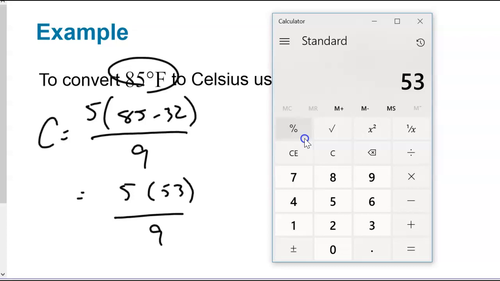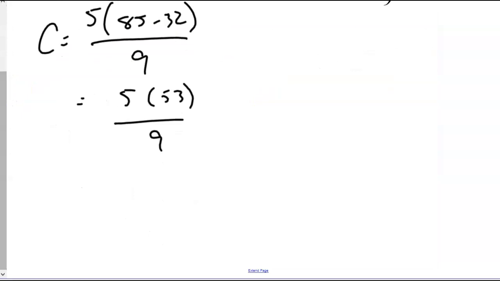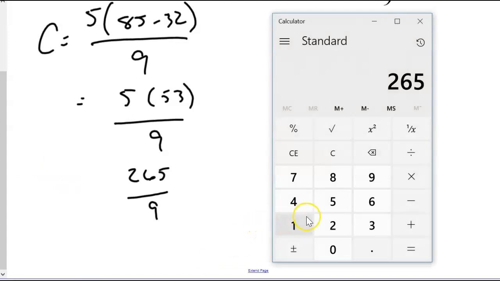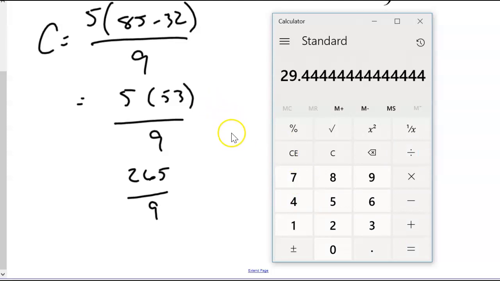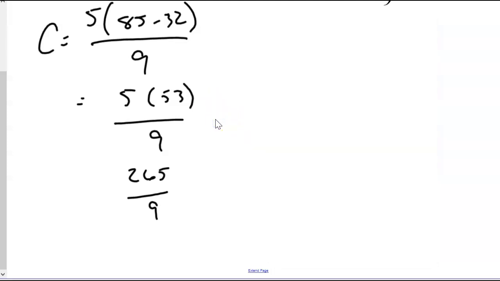So now PEMDAS says do multiplication and division. In this case, we want to get the 53 out of the parentheses. So we're going to go 53 times 5 equals 265. And then that's going to be over 9. And then 265 divided by 9 is 29.4 degrees Celsius.